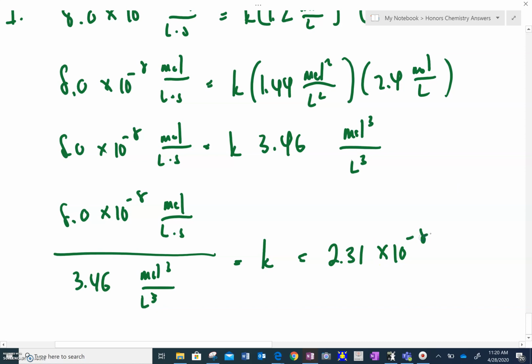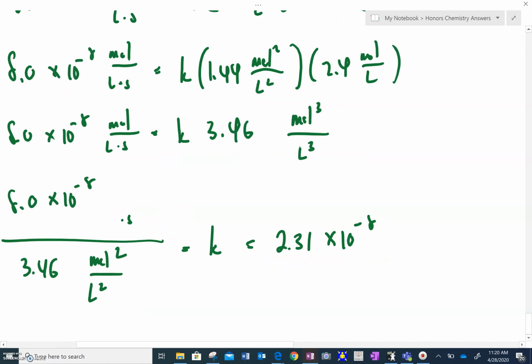And what happens to our units? Moles on the top cancels one of the moles on the bottom and leaves moles squared. Liters on the top cancels one of the liters on the bottom, leaving liters squared, and seconds stays the same. So now what we have is moles squared in the denominator over liters squared in the denominator, and that flips them over. So the units are liters squared over moles squared times seconds. And that's all you do.